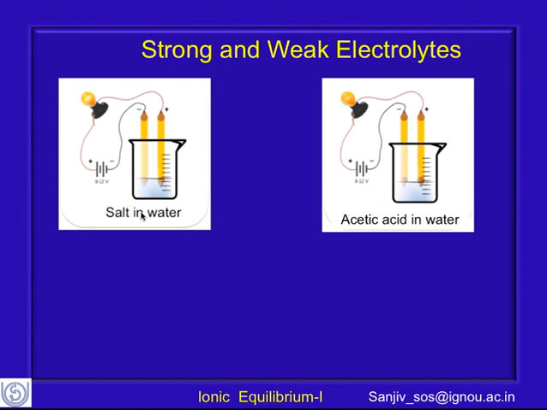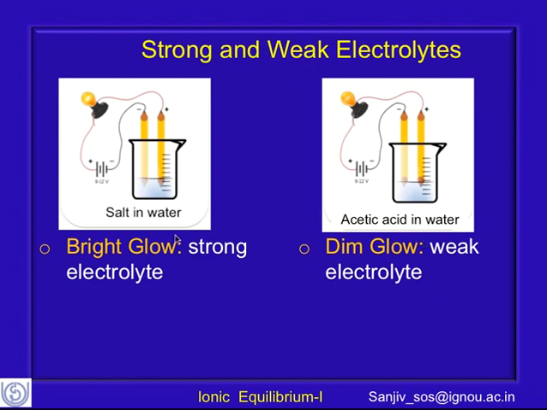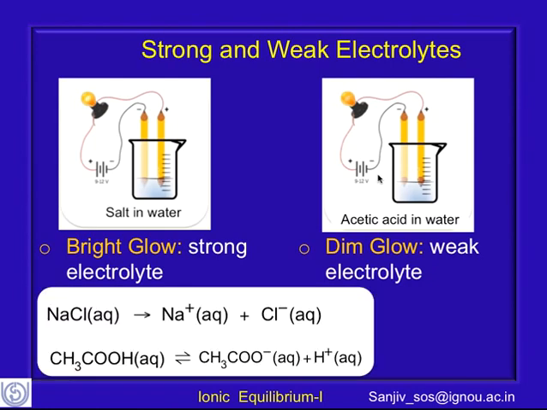In case of salt in water solution, we find that the bulb glows fairly well. Whereas in this case, there is a dim glow over there. That means there's a bright glow in case of sodium chloride in water, and there's a dim glow in case of weak electrolyte like acetic acid in water. Okay. Now, what happens? Let's understand this here. This is very, very important here.